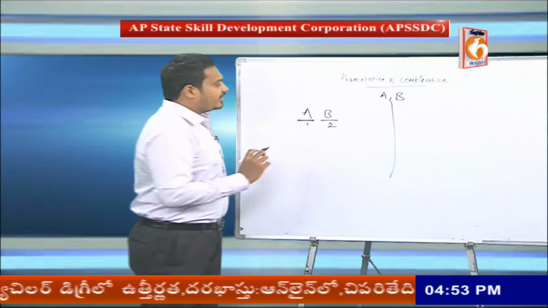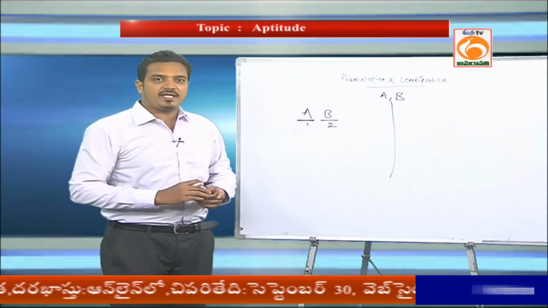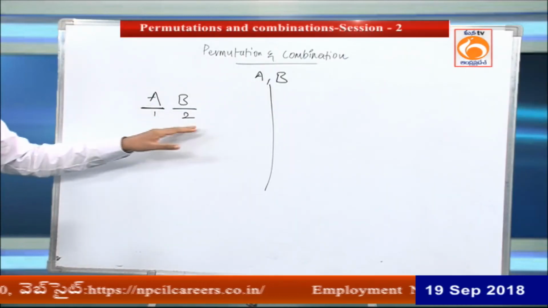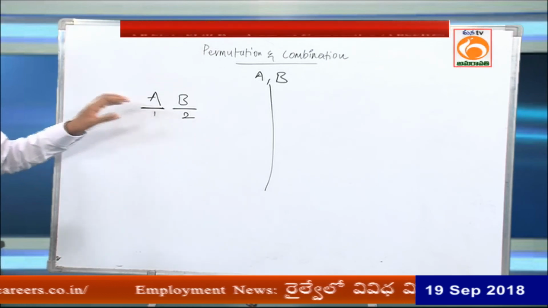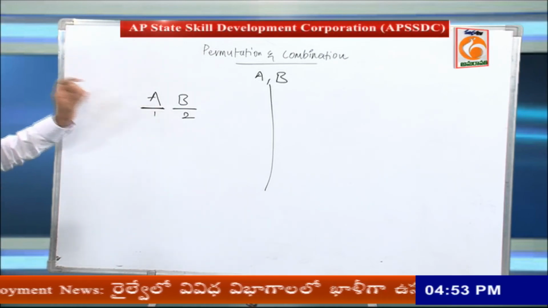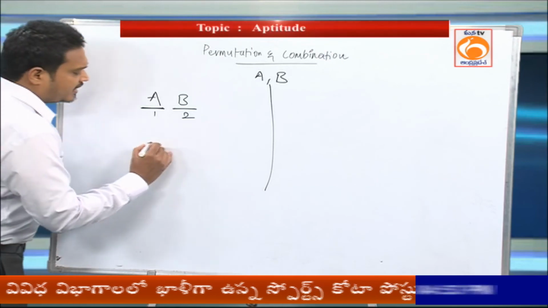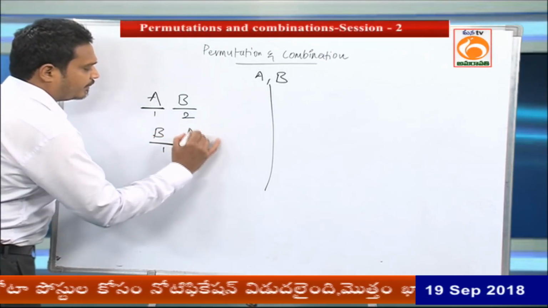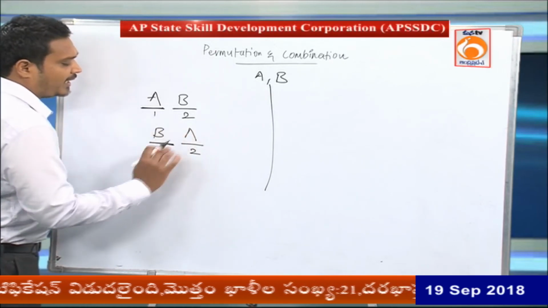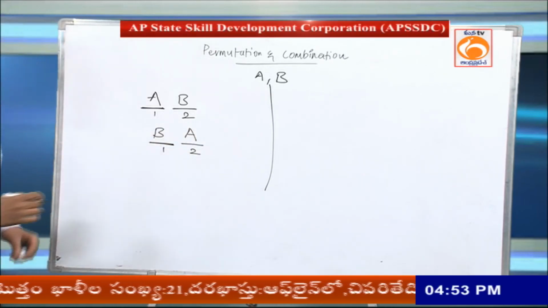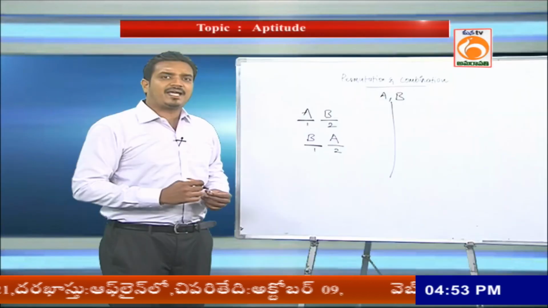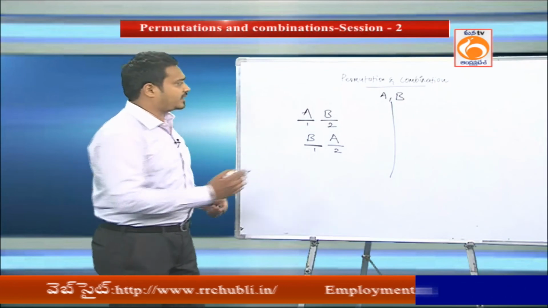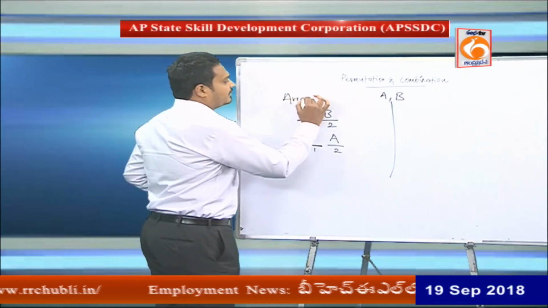Now, how did we arrange A and B in these two places? In the first position I placed A, and in the second position B. Now in the second arrangement, in the first position I'm going to place B, and in the second position I'm going to place A. In how many ways can I arrange? It's all about the arrangement. Arrangement is nothing but permutation.